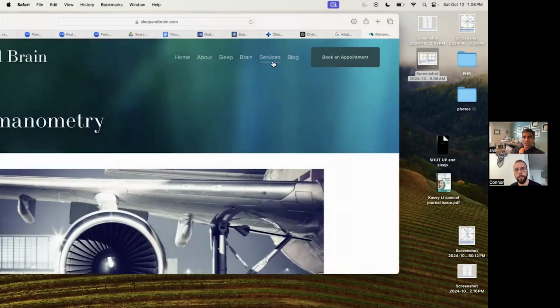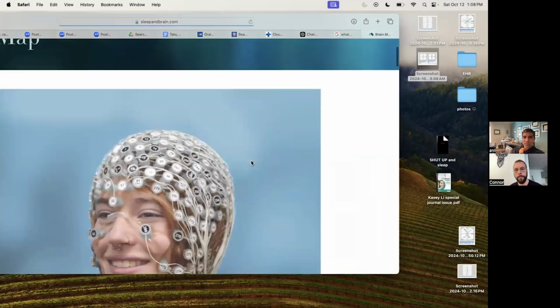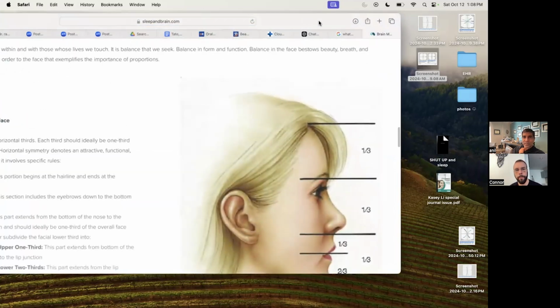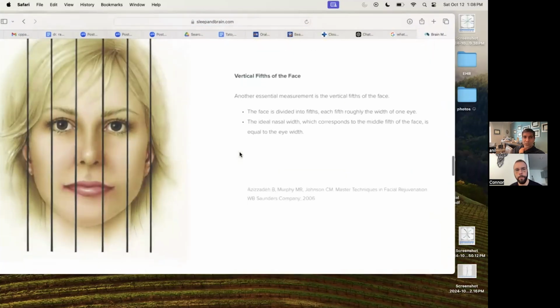Anyway, and then there's also the vertical fifths. There's also the vertical fifths. The width of the eye should be the same as the width of the nose, and then the distance between the pupils, that's the interpupillary distance, right? And a line down should hit the corner of the mouth. And once again, a lot of people don't have that.